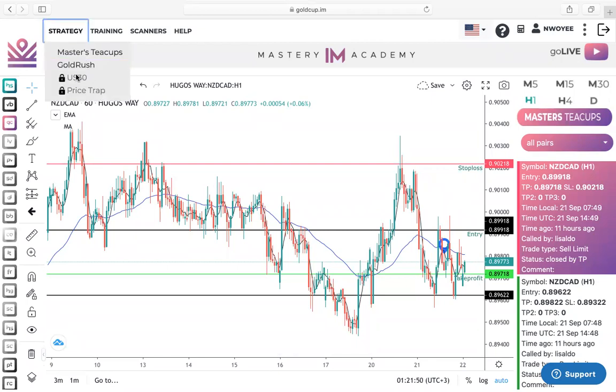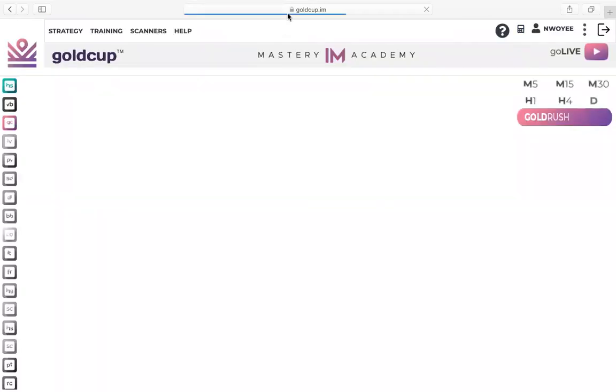Next one is US 30. For those that trade indices, you can get this US 30 strategy, and it unlocks access to indices, like the US 30, the SPX, the NAS, all of that good stuff. It gives you access to all of that. I've never used the Price Trap, so I can't really tell you about it, but I'm just going to focus on Gold Rush, which is the most important one that we need for today, okay?